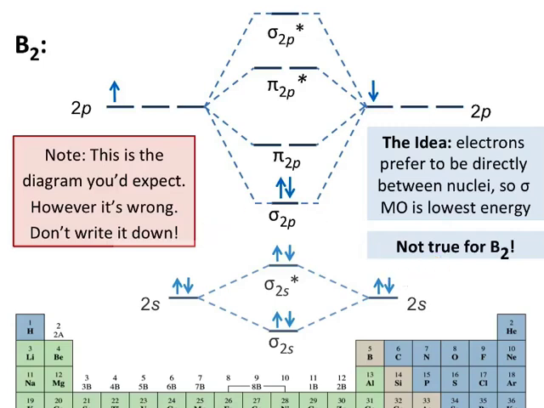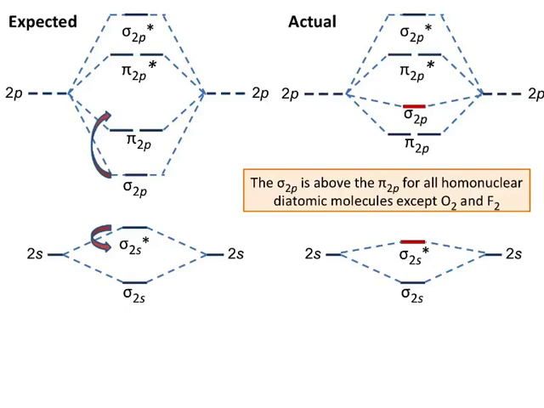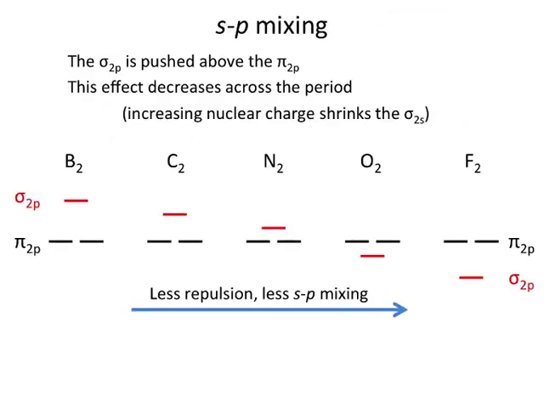This is due to the sp mixing, which I covered in the previous video. But it's this idea that your sigma 2s and your sigma 2p occupy the same space and they repel each other, which is the memory trick. In reality, it's more complicated. It's this quantum mechanical phenomenon of mixing. And the outcome here is that for everything except oxygen and fluorine, this molecular orbital goes above the pi. So you actually have this case. All right? And the trend overall looks like this. Your dividing line where your order of orbitals changes is between nitrogen and oxygen.